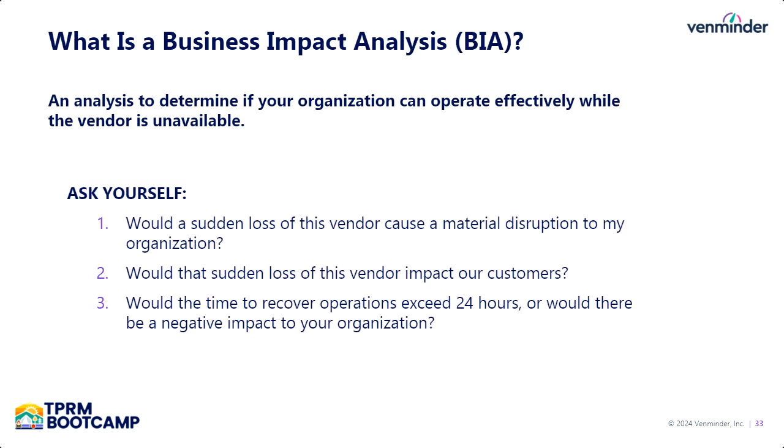So when we talk about a business impact analysis, we're talking about this in two different contexts, right? We're talking about our own business impact analysis, like what does it mean to us to do one? And then we also want to make sure our vendors are doing them. So when we're talking about our own, we want to ask ourselves, would a sudden loss of this vendor cause a material disruption to my organization? Because ultimately the BIA is used to determine if your organization can operate effectively if this vendor is unavailable.